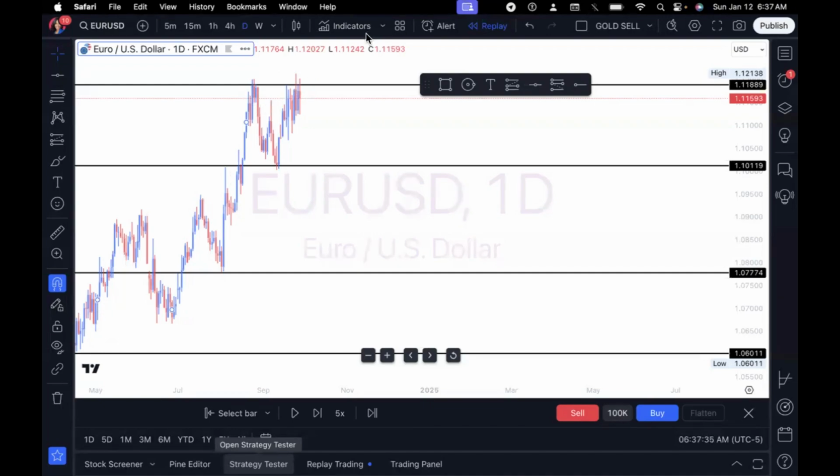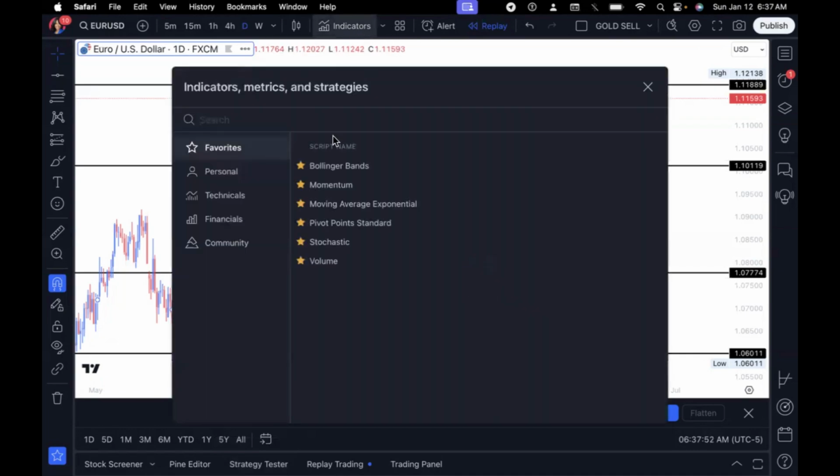Now, one indicator I like to use to confirm my trades is the stochastic. You can trade strictly off of price action, or you can just add a little bit more confirmation and validity to the trade for yourself. So I want to click on indicators. I have it in my favorites, and it's the stochastic.